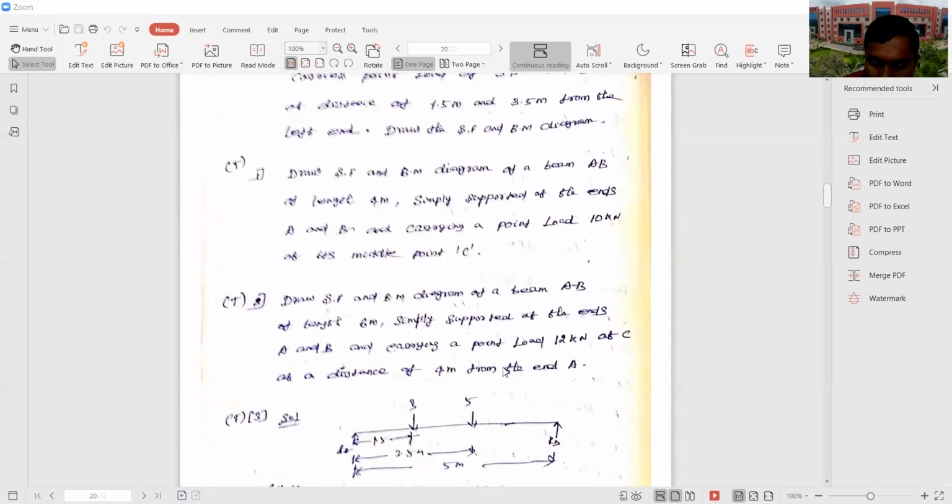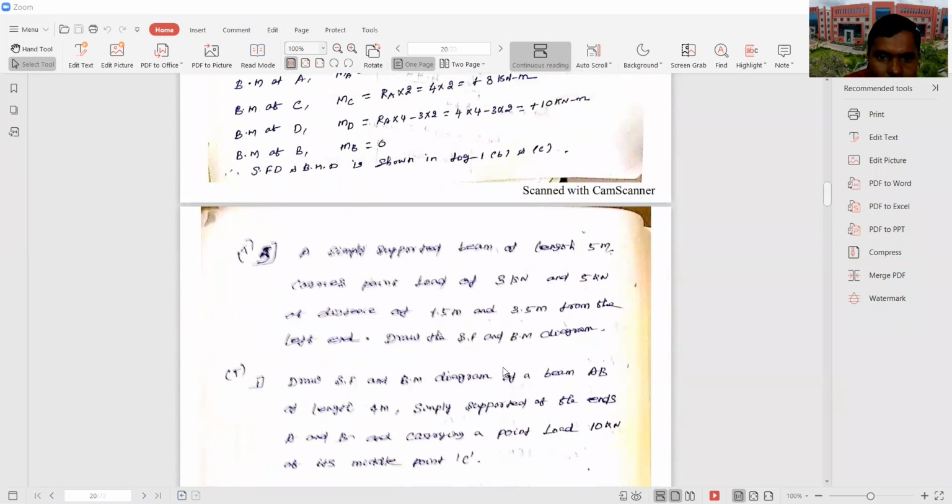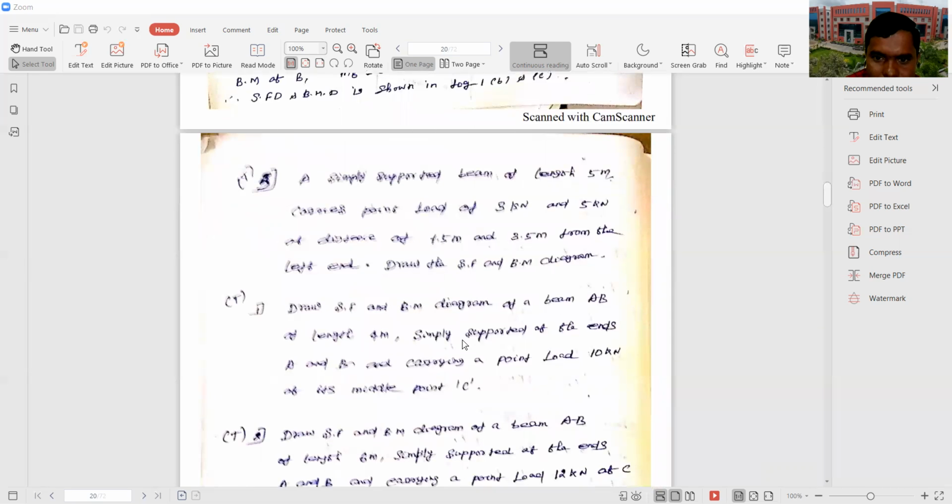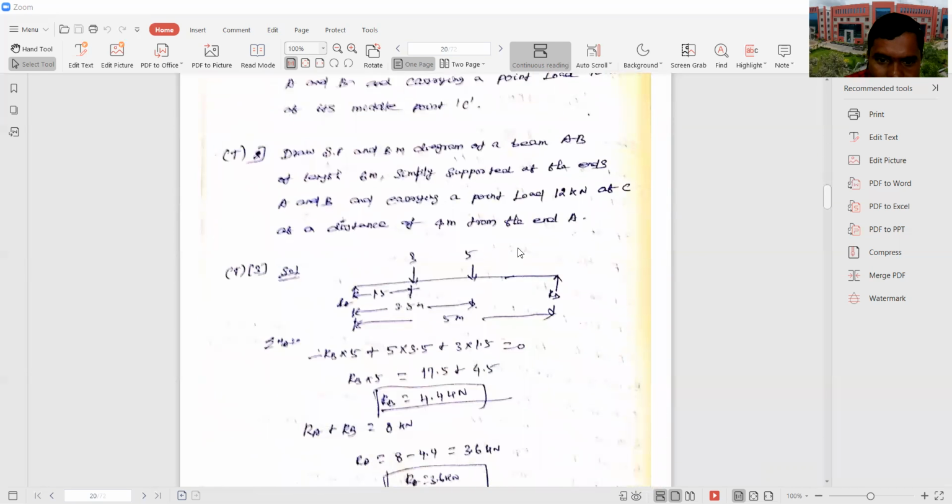Then you can see this problem. A simply supported beam of length 5 meter carries a point load of 3 kilonewton and 5 kilonewton at a distance of 1.5 meter and 3.5 meter from the left end. Draw the shear force and bending moment diagram. So 3 kilonewton at a distance of 1.5 meter, 5 kilonewton is at a distance of 3.5 meter from the left end. Total length of the beam is 5 meter.